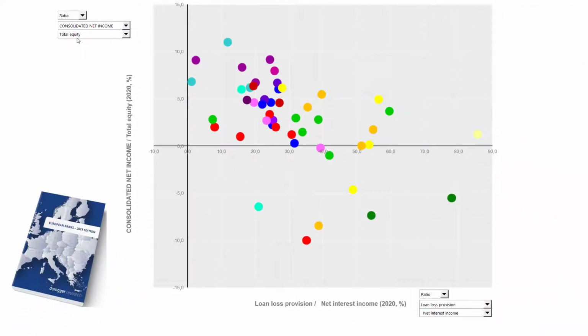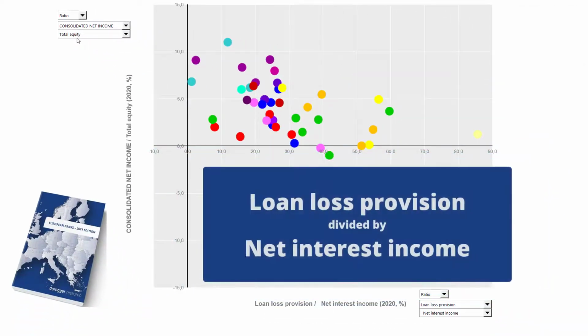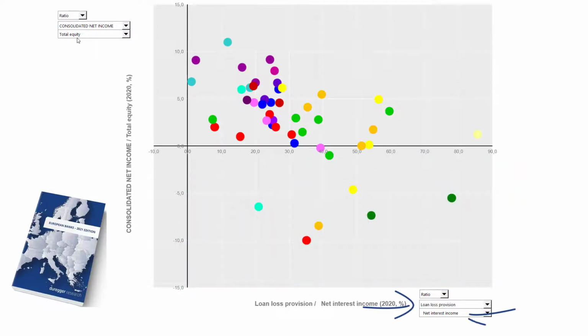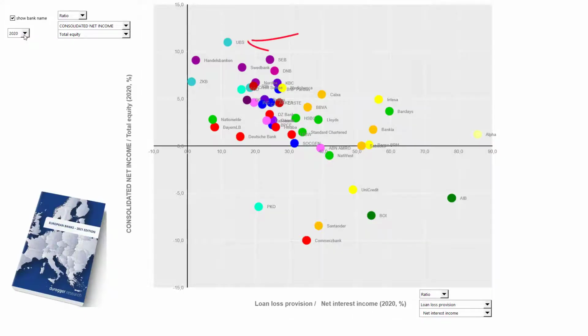For the x-axis, we define the ratio loan loss provision divided by net interest income. As you can see, UBS had the highest return on equity in 2020. And now, check out 2019.